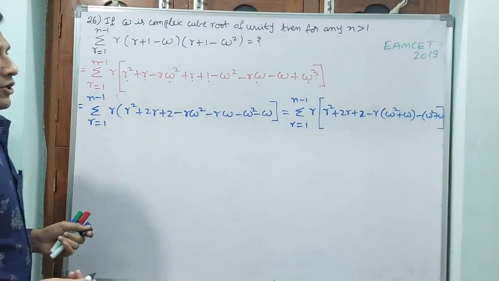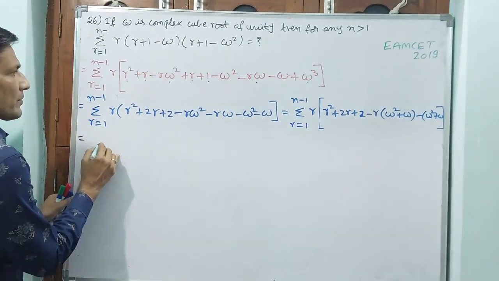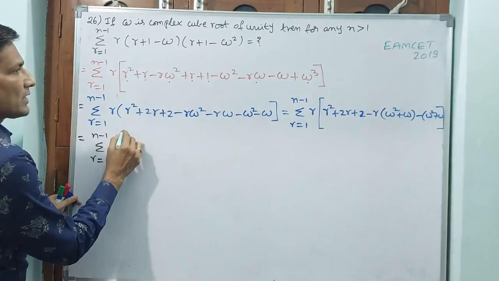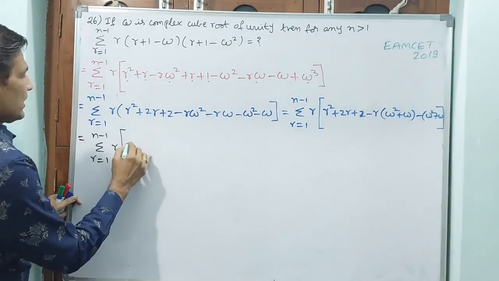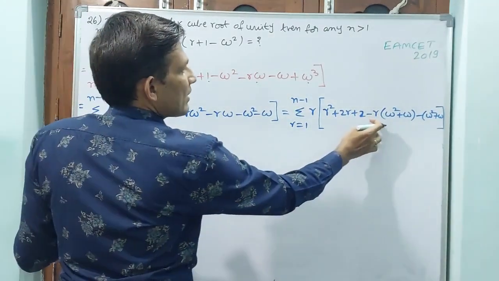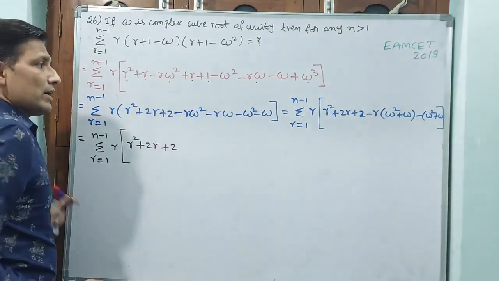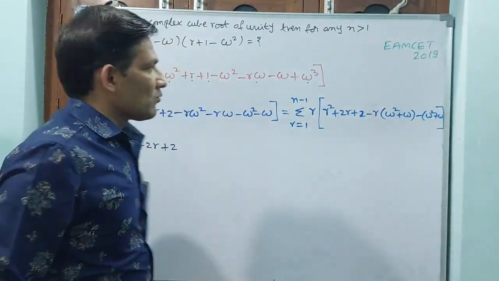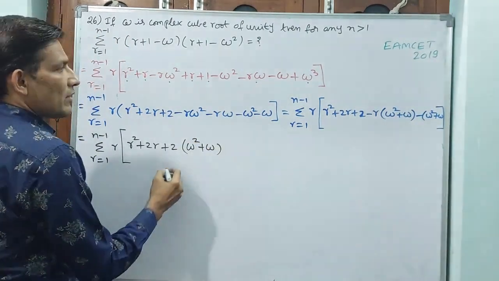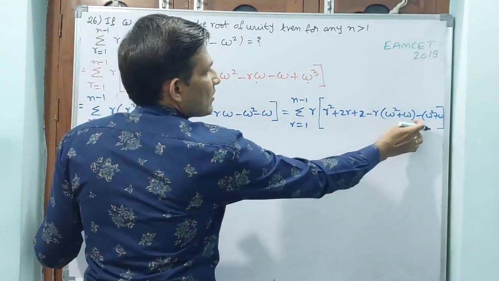Now you take omega square omega common, sigma r is equal to 1 to n minus 1, r is outside. R square plus 2r plus 2, minus, see, still it is in common, we cannot take it. Now see, omega square plus omega, if you take common, minus r will be there, minus r minus 1.